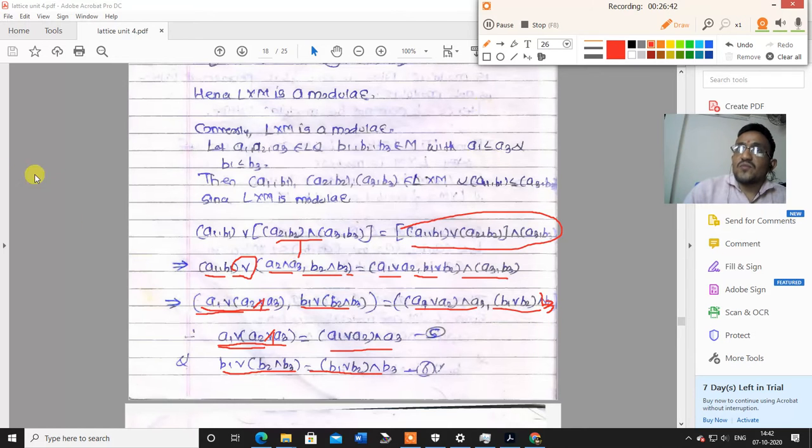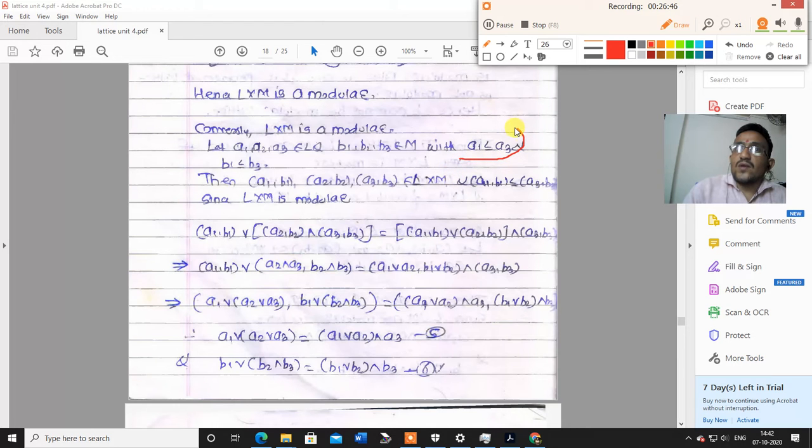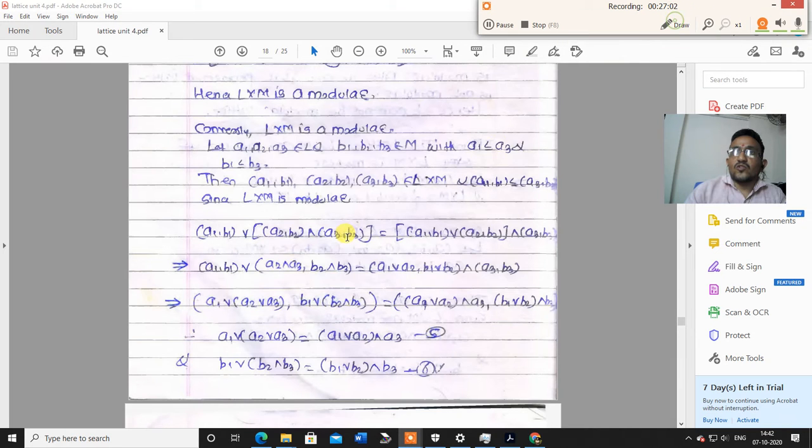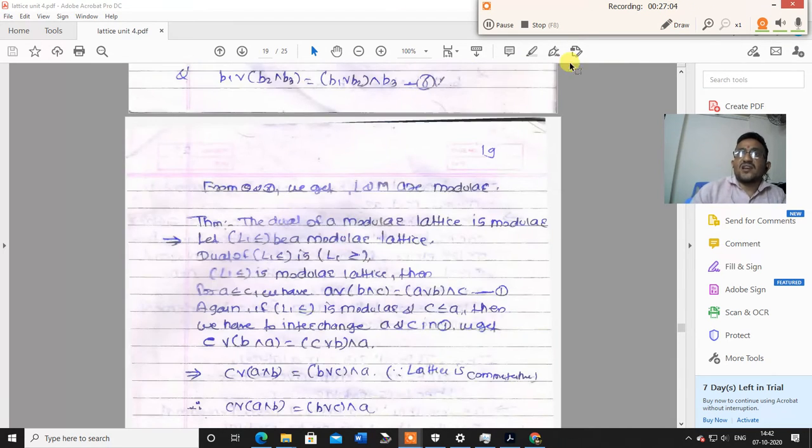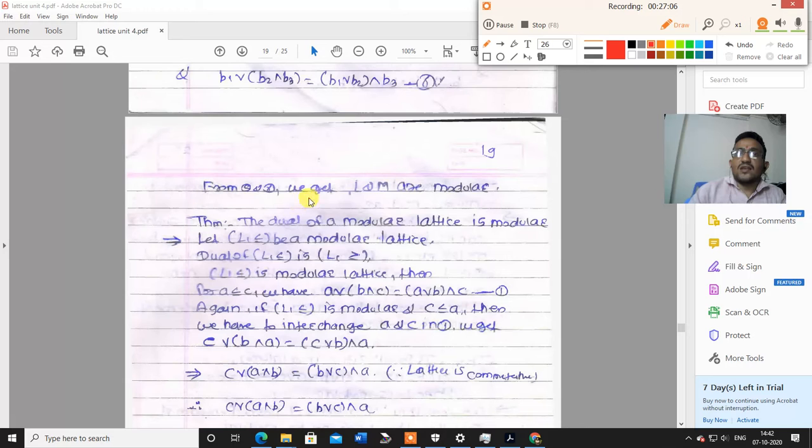So whenever A1 is related to A3, this satisfies the modular law, and whenever B1 is related to B3, then it satisfies the modular law 6. Okay, then we can say that L and M are modular lattices. So from equations 6 and 5 we can say that L and M are modular lattices, which is important here.